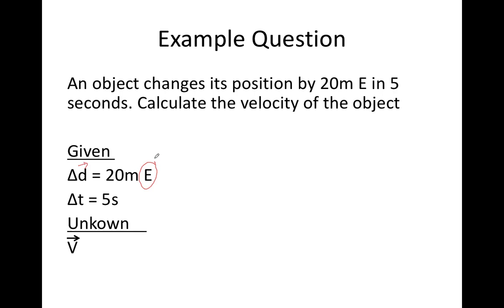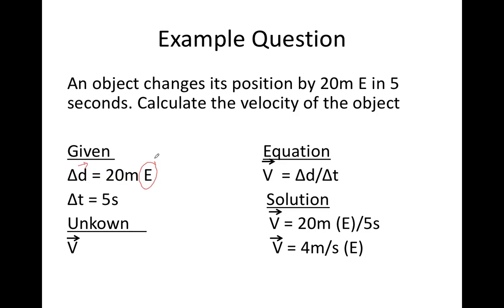Our unknown is v, the velocity, which is the same symbol as speed, but with an arrow above it. And then we calculate it, and we get 4 meters per second east. So notice that velocity includes a direction and speed does not. Velocity uses displacement, whereas speed uses distance. That's the difference between the two.